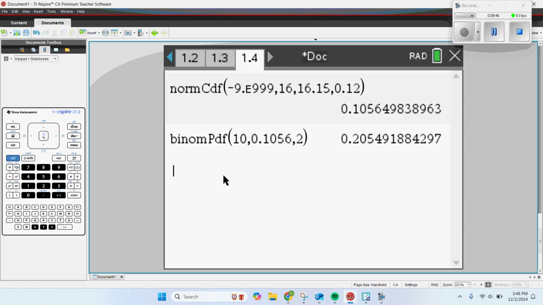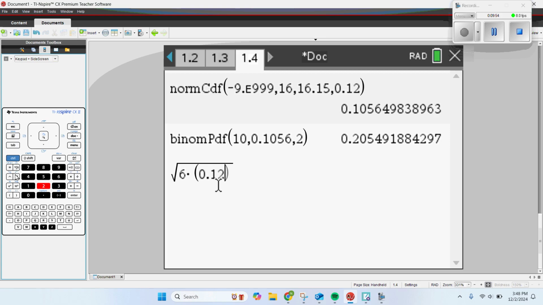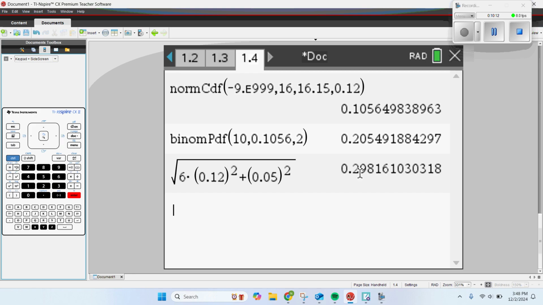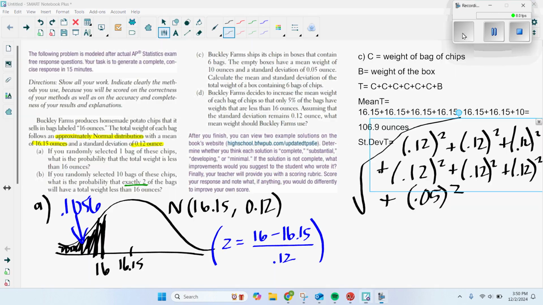So essentially, I have the square root of 6 times 0.12 squared. Okay, so that was like 0.12 squared plus 0.12 squared, and so on, 6 times. And then I need to add to it the variance of the box. And then I take the square root of the whole thing and I get 0.298.